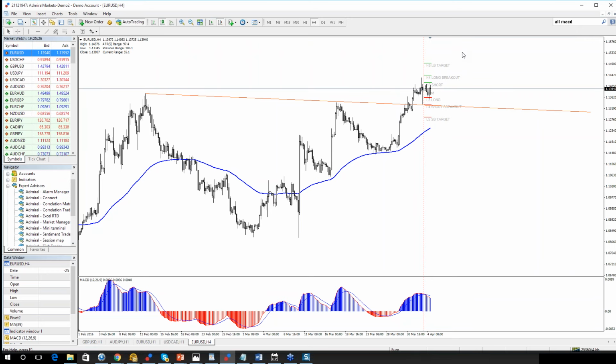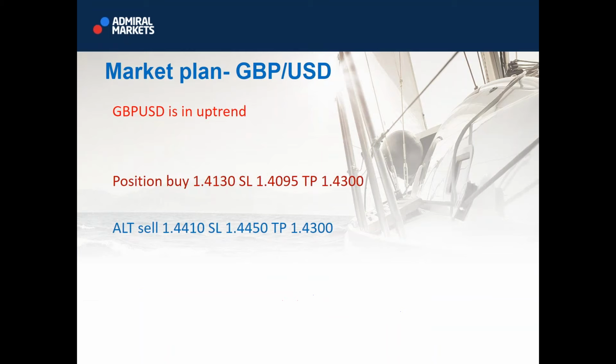Idris is asking how to get the MACD. Just send me an email and I will send you back this MACD. You're welcome, Apostolos. So this is now planned for pound dollar. 41.30 buy position, 40.95 stop loss, 43.00 target. 44.10 sell, 44.50 stop loss, 43.00 target.